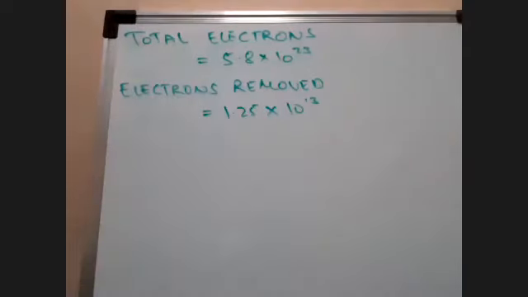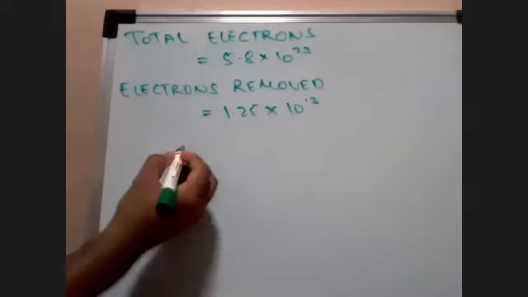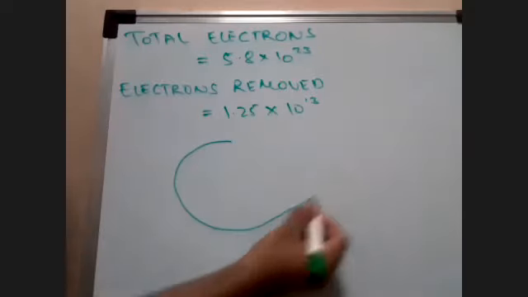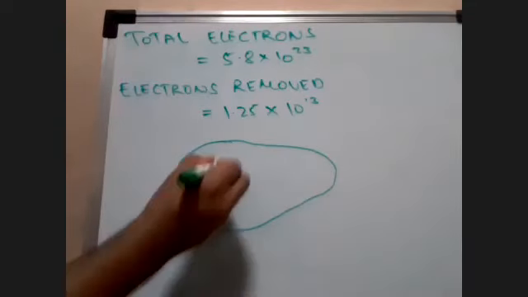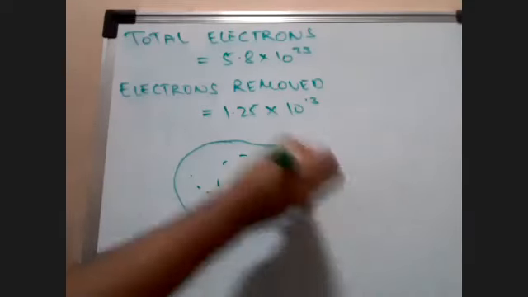So what will be the fraction? The question says, what is the fraction of electrons that must be removed from the sphere? To get the fraction, we simply do electrons removed upon total number of electrons. Just see that there is a system of charges, and the total number of electrons in it is 5.8 into 10 raised to 23.